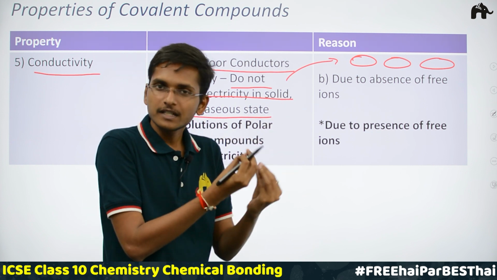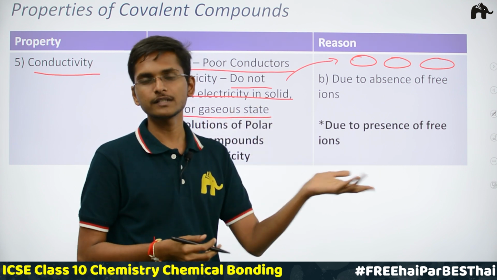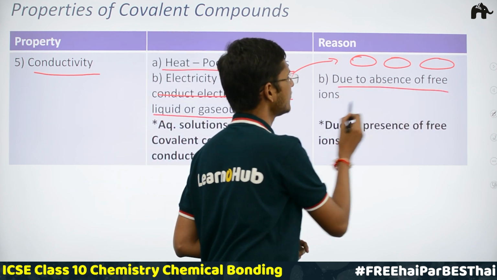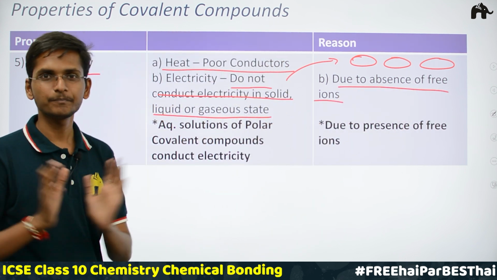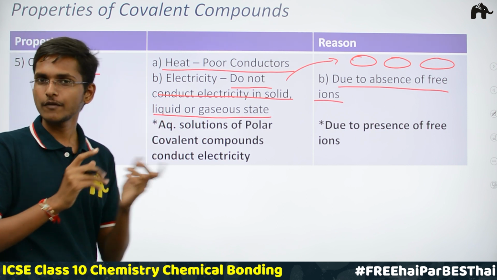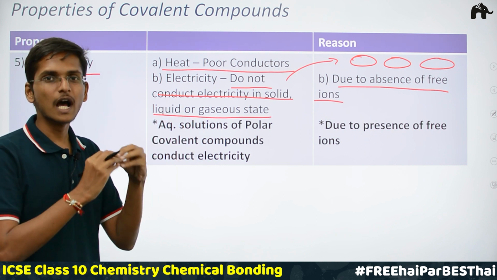If free ions are present, then they would migrate to the respective electrodes and they would conduct electricity. But if free ions are not present, they can't conduct electricity, right? So because of the absence of free ions, they do not conduct electricity. Simple. Now, the exceptional part here is we have already studied just now that polar covalent compounds ionize, right?